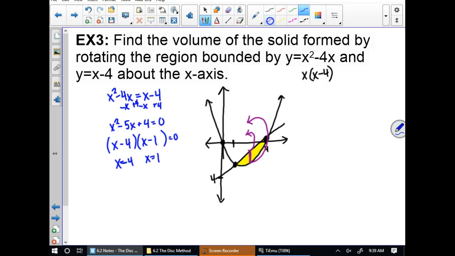So when we set this up, we're going to have the integral, so pi, the integral. What are our limits on our integral? Not 0 to 4, 1 to 4. And then we'll have x squared minus 4x, squared, minus x minus 4, squared.